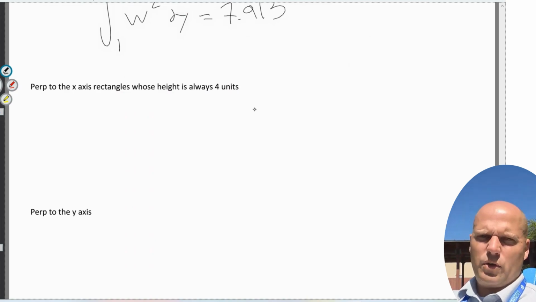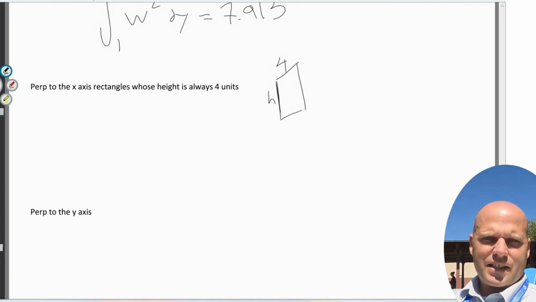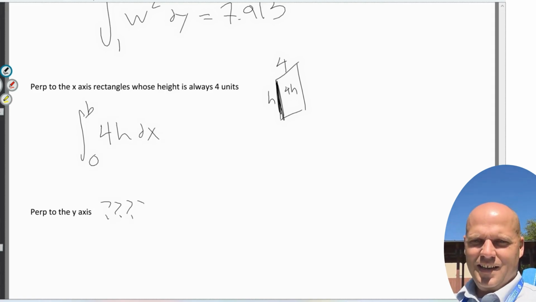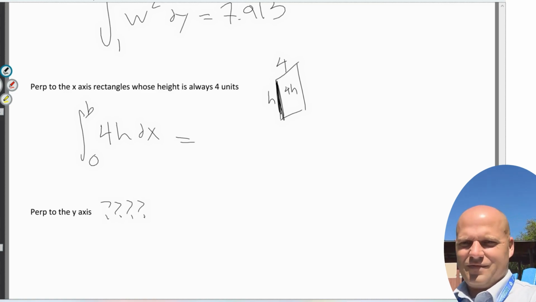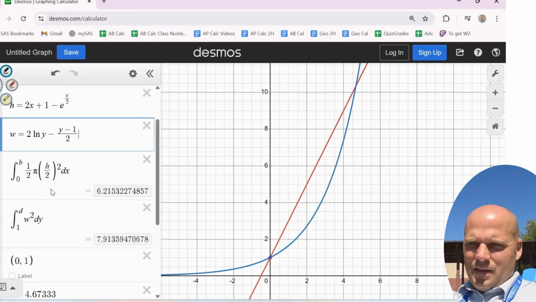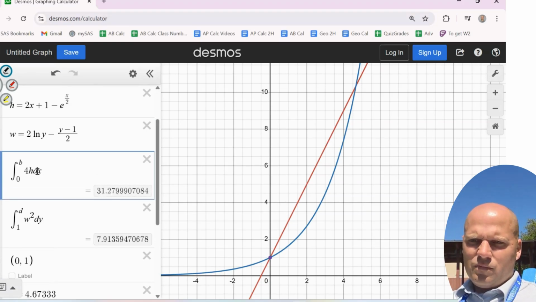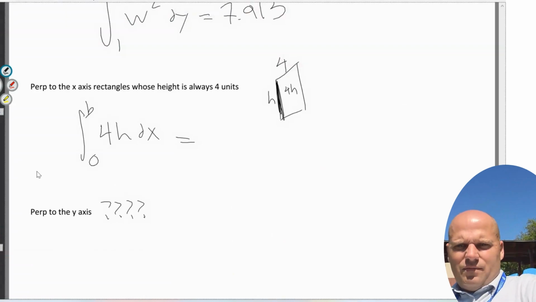Rectangles whose height is always 4 units. So that means our rectangles, the height's always going to be 4. So this area has this height times 4. So this is 4h. So I just need to sum up from 0 to b 4h. Perpendicular to the y-axis. Oh, geez, my bad. I'll make something up. So this just needs to change to be 4h. 31.27.